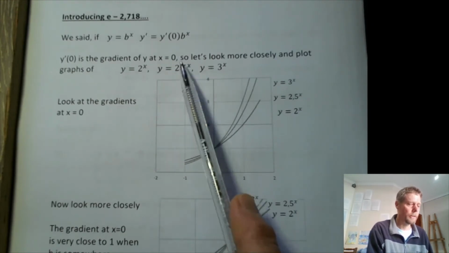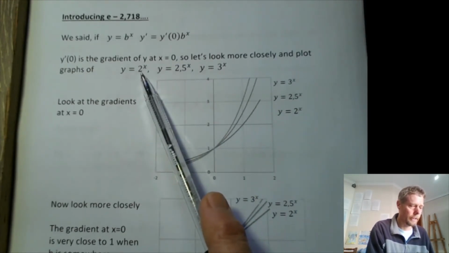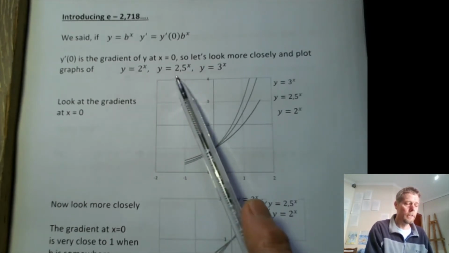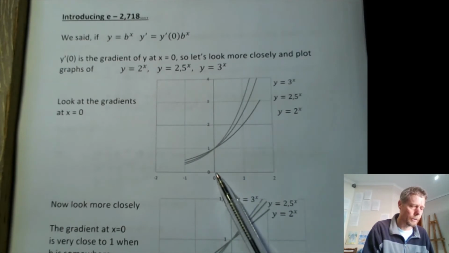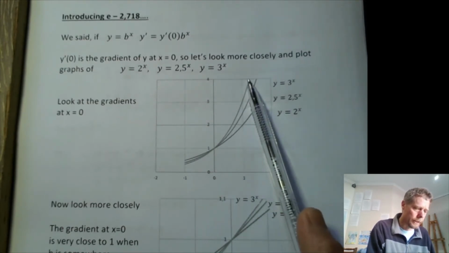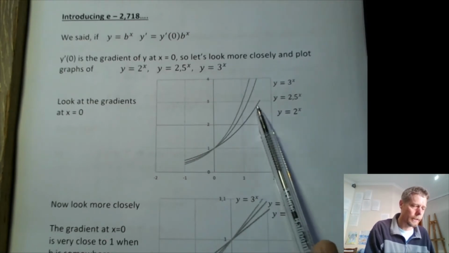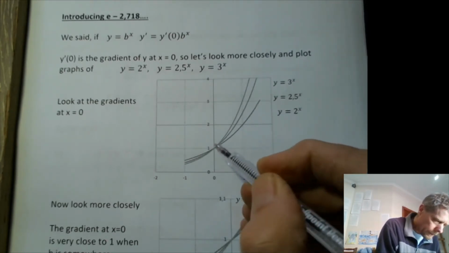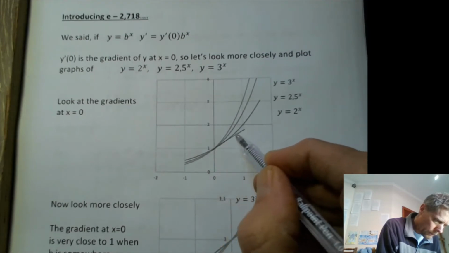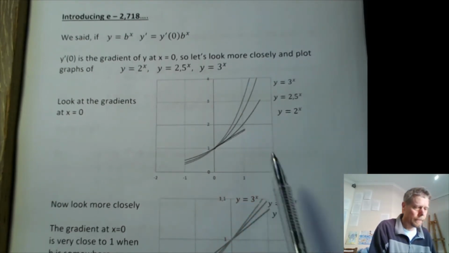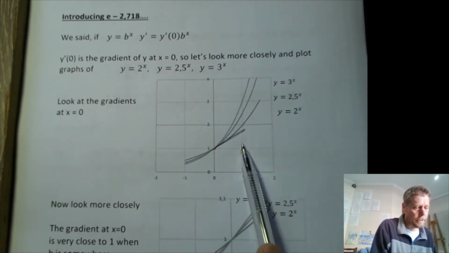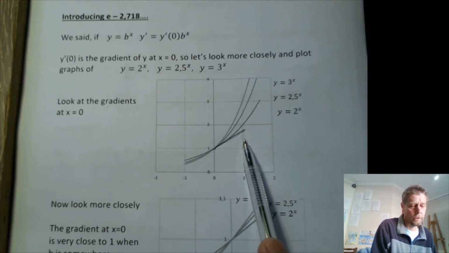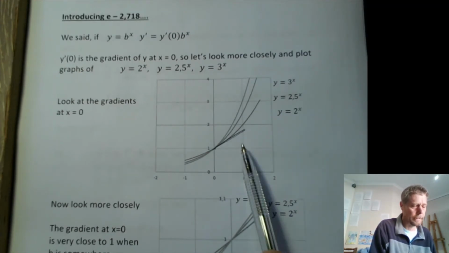Let's look more closely and plot a couple of graphs: y equals 2 to the x, y equals 2.5 to the x, and y equals 3 to the x. We're going to plot all three of those together. And let's look at the gradients at x equals 0. So there's y equals 3 to the x, y equals 2.5 to the x, and y equals 2 to the x. If we look at the gradients at x equals 0, you can see this one, the gradient is less than 1. Because here, my change in x is 1, and my change in y is about 0.7 or 0.8. So my gradient is less than 1.